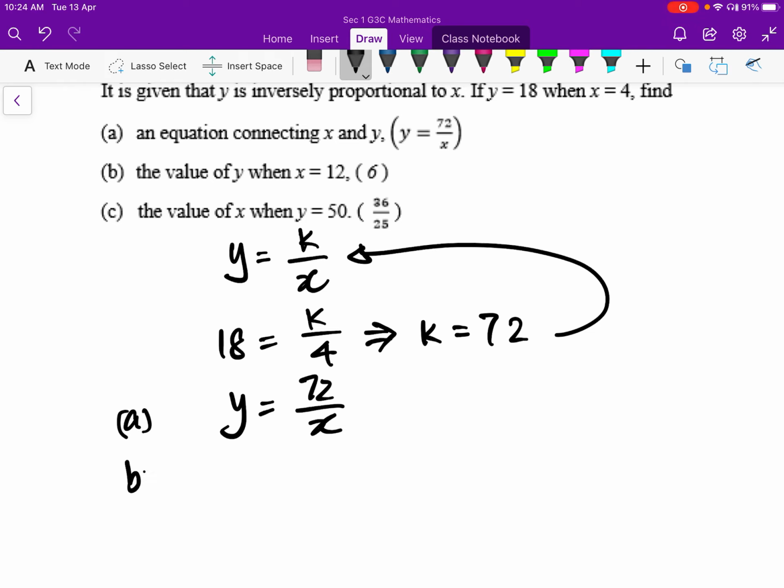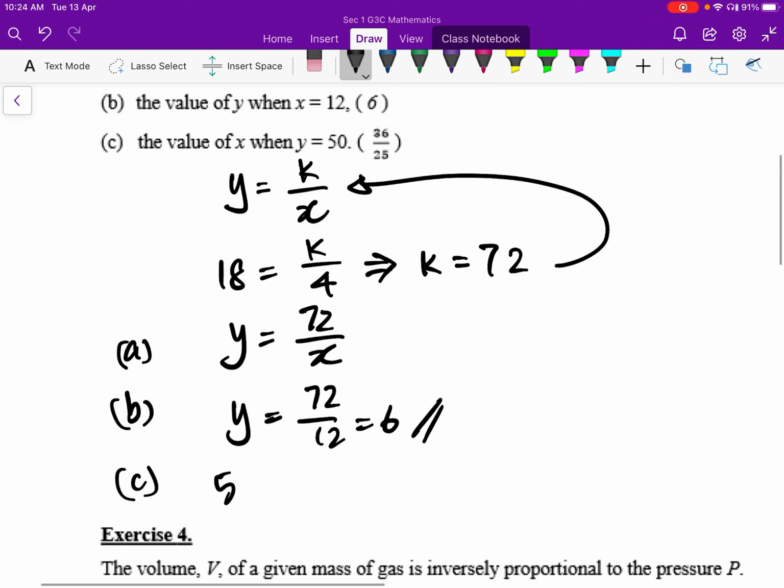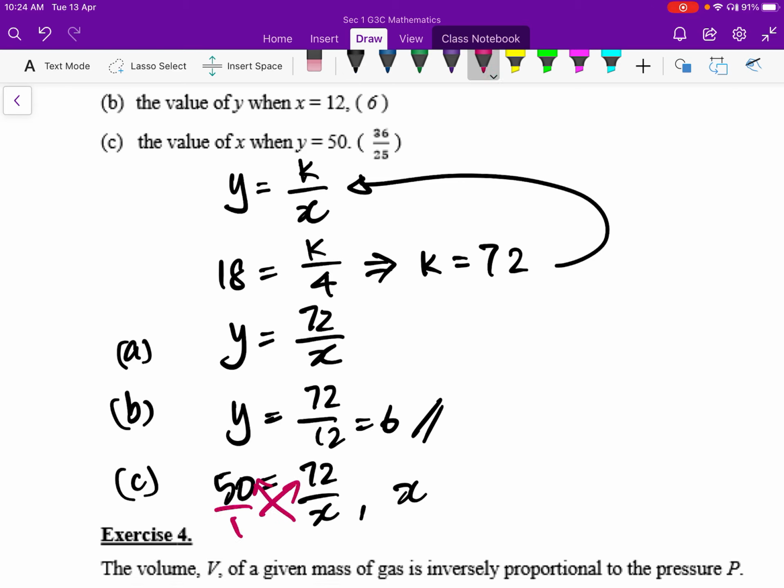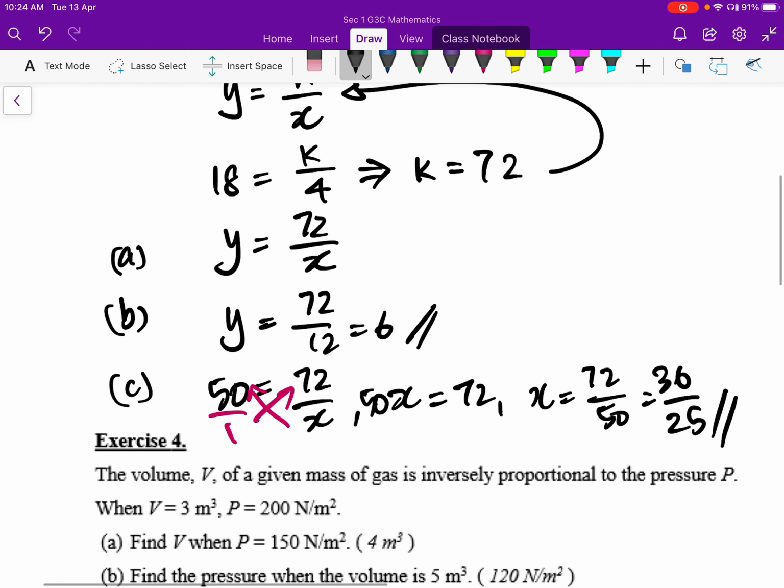And part B, value of y when x equals 12. Y equals 72 over 12, which is 6. Simple. Part C, x when y equals 50. So 50 equals 72 over x. Okay. So you can do this. 50x equals 72. X equals 72 over 50 to give us how much? 36 over 25. And just a simple algebra and substitution only in solving.